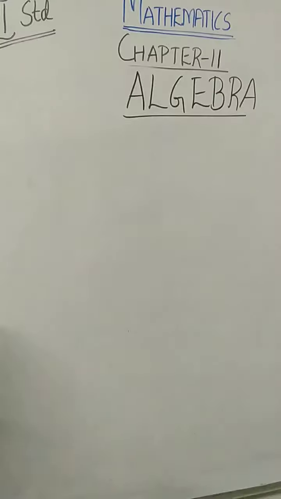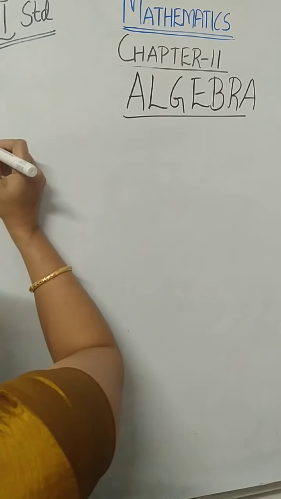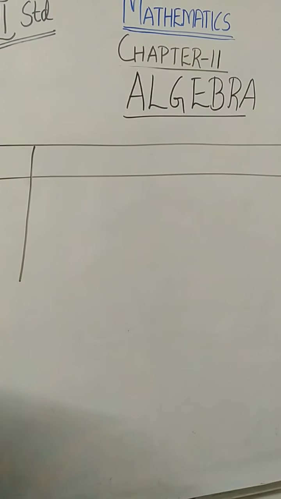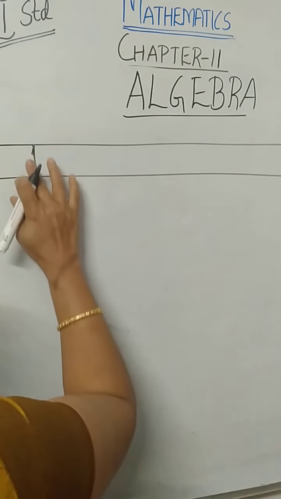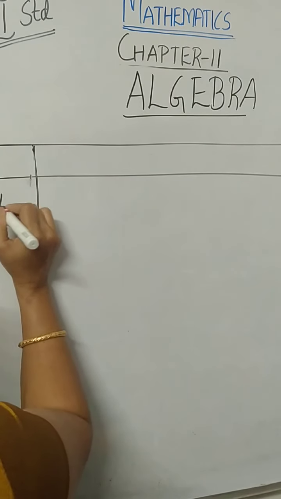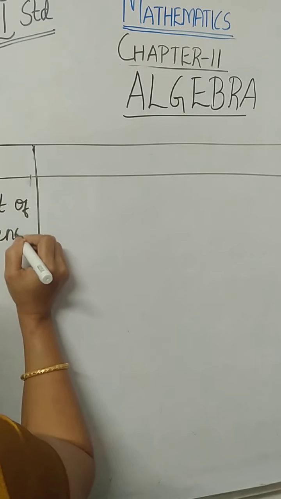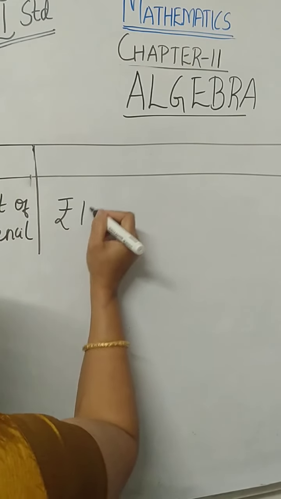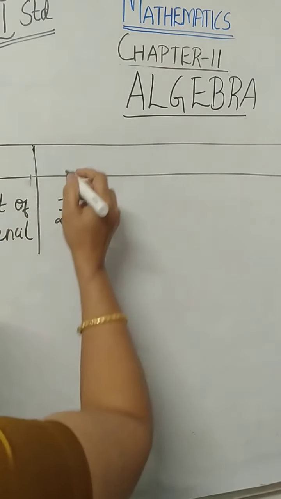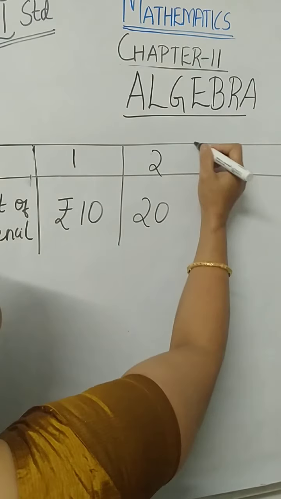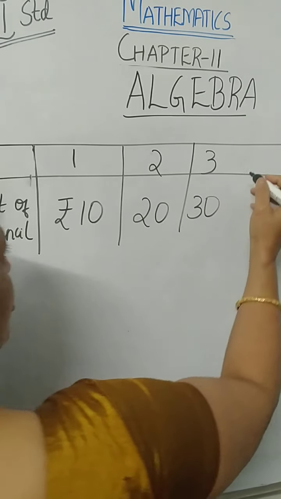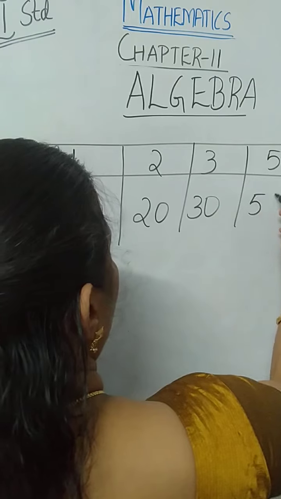Now, you think the cost of one pencil is rupees 10. Yes. What will be the cost of 2 pencils? It is 20. What is the cost of 3 pencils? It is 30. What is the cost of 5 pencils? It is 50.